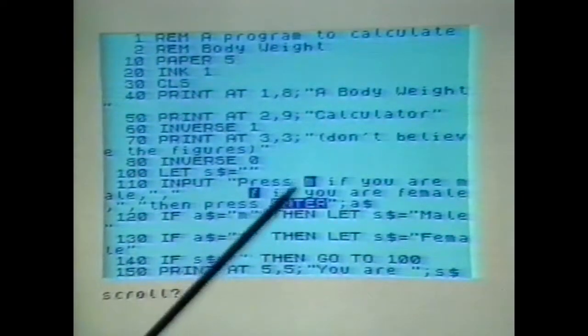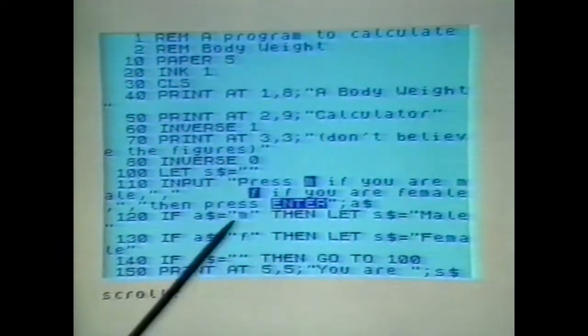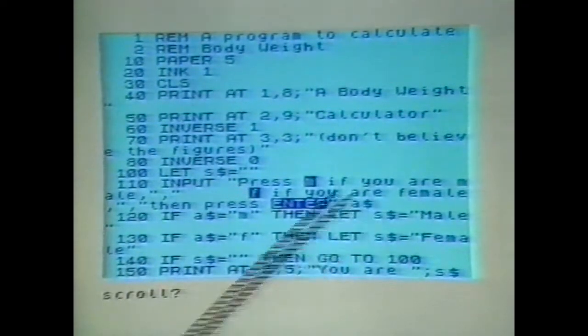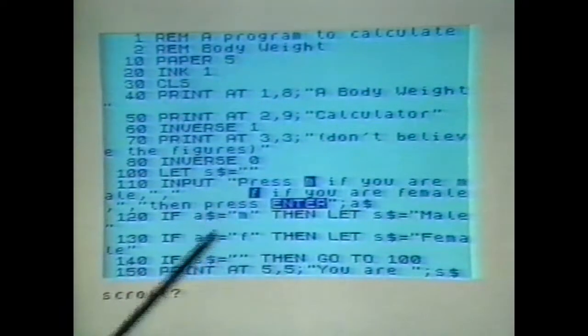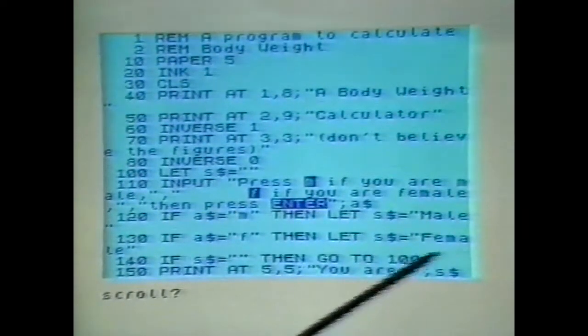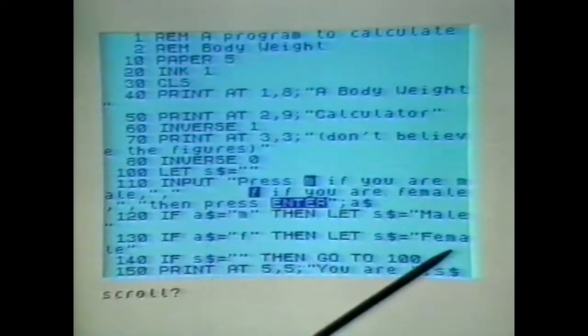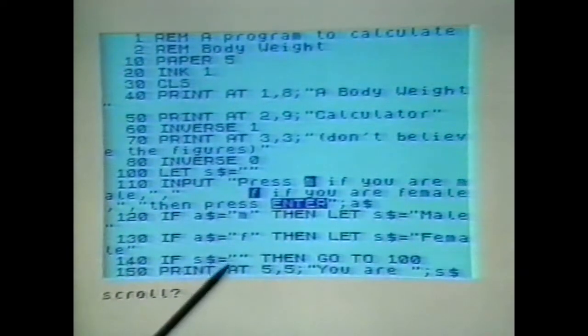Well, if we entered an M, then we put male into $. If we entered an F, we put female into $. But if we made a mistake and something different went into $, we don't get male or female put in there. $ will still have nothing in it. If $ has got nothing in it, that will be true.